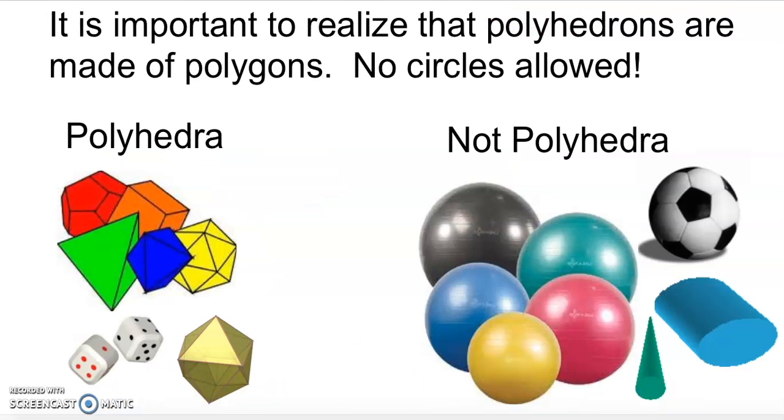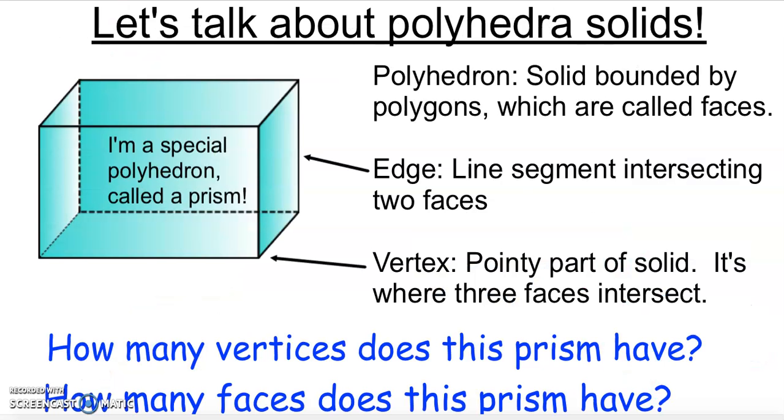So it's important to realize that polyhedrons are made of polygons, so there's no circles allowed. If you've got a basketball, like a sphere, that is one of the non-polyhedra solids. And if you've got something like a die or a box of crackers, that's most likely a polyhedron, part of the polyhedra family. So let's talk about polyhedra solids.